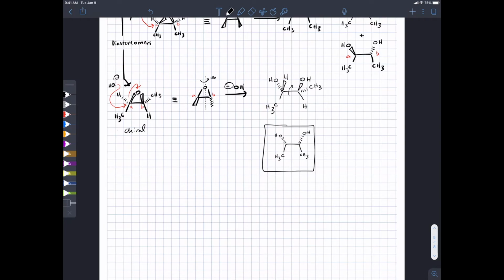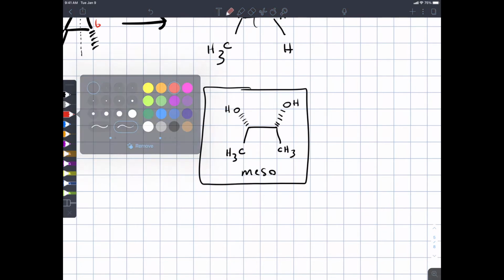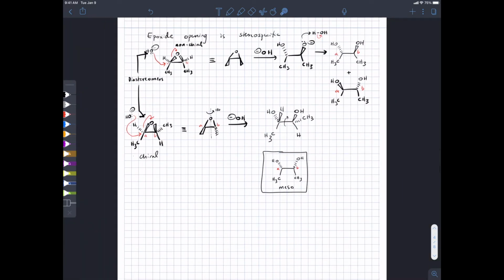So by opening up the chiral epoxide, either at A or B, we get this other epoxide or this other diastereomer, which happens to be meso. You can see the plane of symmetry that runs right here through the molecule. So the key question is, can you follow the stereochemistry of the starting materials through the mechanism of the reaction, which is an SN2 reaction with backside attack, and follow that through to get the stereochemical consequences in the products?